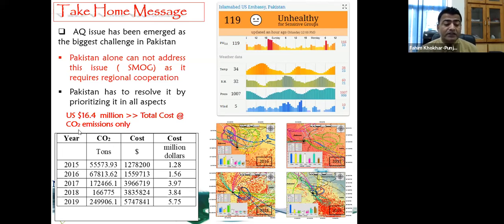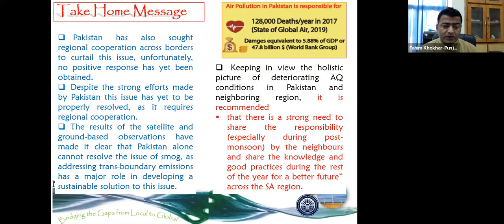I just calculated the CO2 emissions cost, and it has cost you $16.4 billion during the last couple of years. If you take into account all the damages to health and foregone labor, then the cost will be many folds higher. Pakistan has also sought regional cooperation across the border to curtail this issue. Unfortunately, no positive response has been obtained, despite the strong effort made by Pakistan, and the issue is yet to be properly resolved.